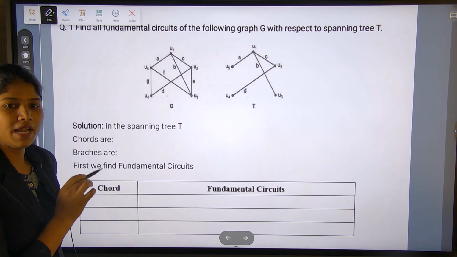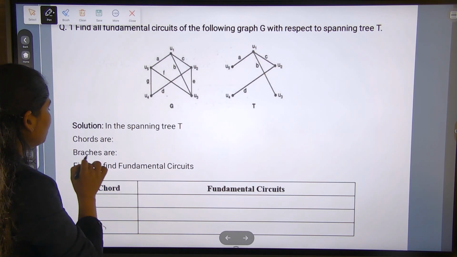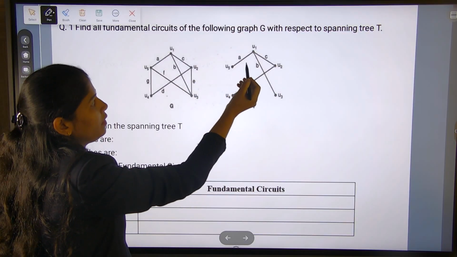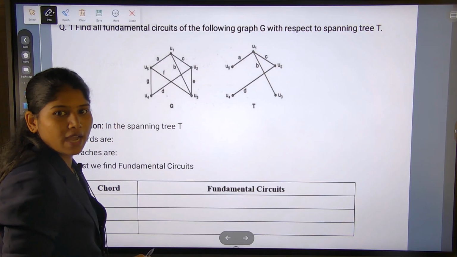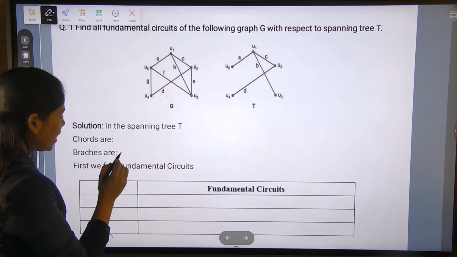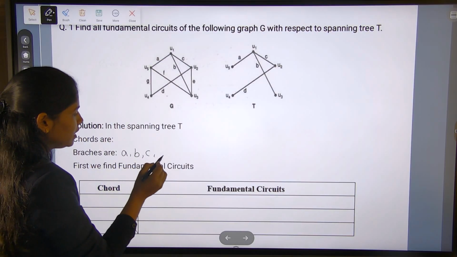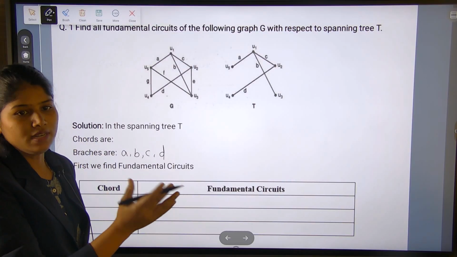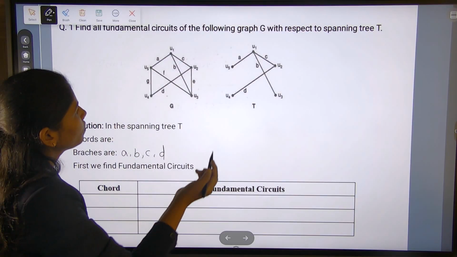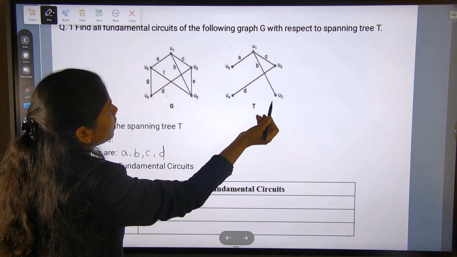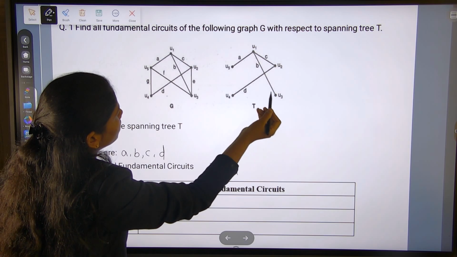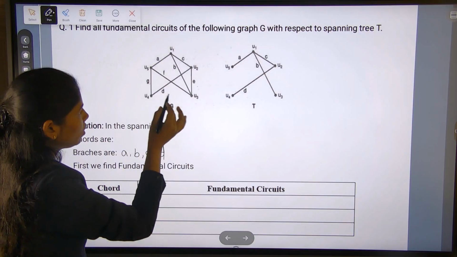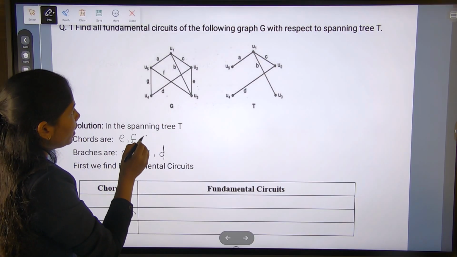So first we will write here the branches and chords from the spanning tree. Branches means the edges that are present in the spanning tree. Here we can see that A, B, C and D, 4 edges, are present in the spanning tree. Therefore branches are A, B, C and D. And chords means the edges that are not present in the spanning tree. So here the F edge is not present, and again the E edge and G edge. So write down all those edges: E, F and G.